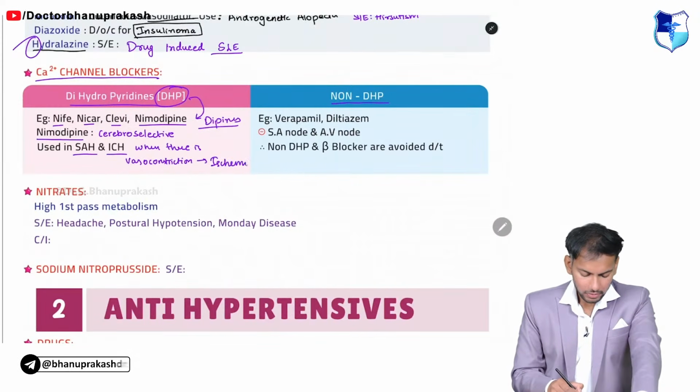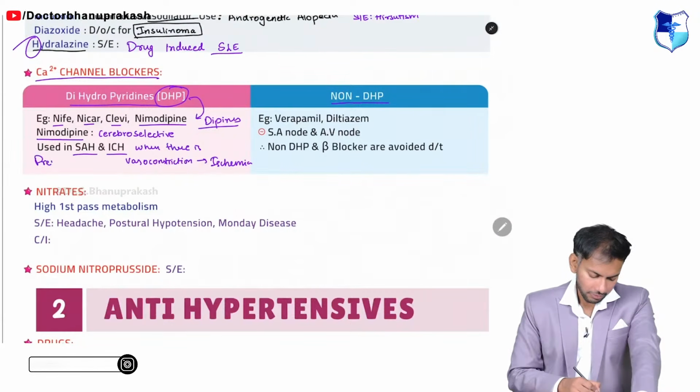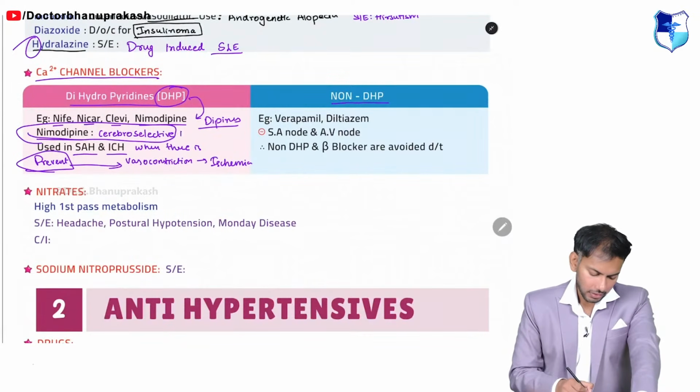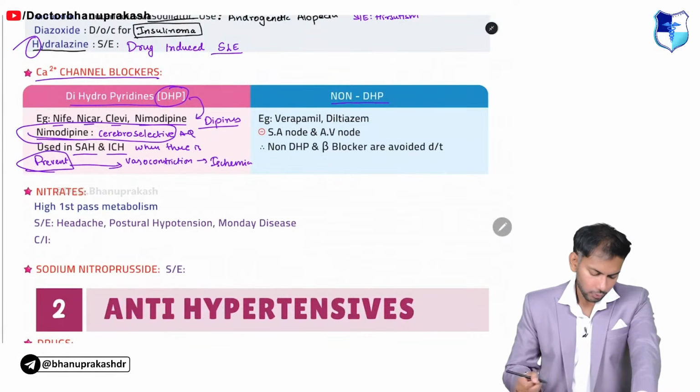So to prevent this from happening, we can use something known as nimodipine. This is a very important MCQ. This is what I want you to remember.